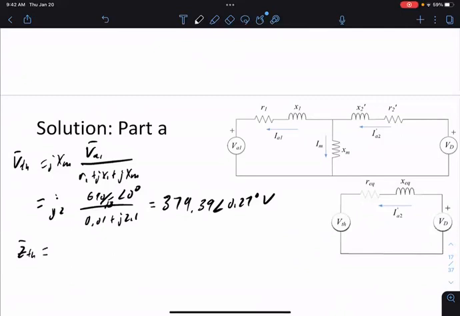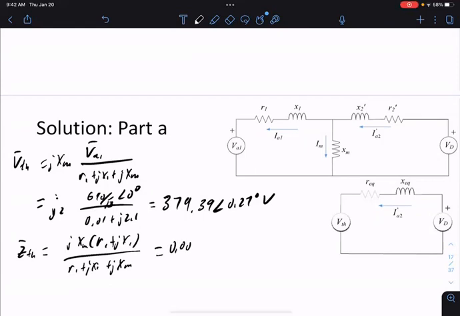The Thevenin equivalent impedance, the parallel impedance. Putting in all the numbers, we got 0.009 plus j0.095 ohms. Okay, so these are our Thevenin equivalent numbers.